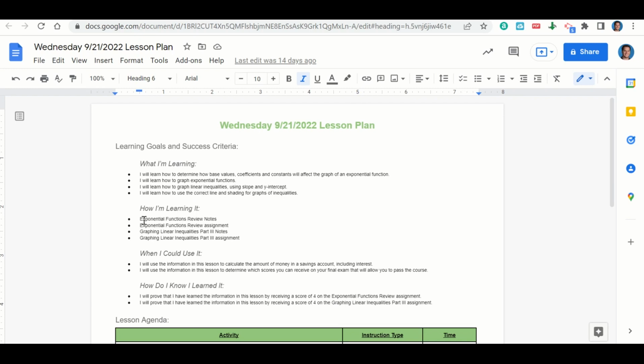How are we learning it? Through the Exponential Functions Review Notes and Exponential Functions Review Assignment, the Graphing Linear Inequalities Part 3 Notes, and the Graphing Linear Inequalities Part 3 Assignment. When can we use this information? To calculate the amount of money in a savings account, including interest, and to determine which scores you can receive on your final exam that will allow you to pass the course.